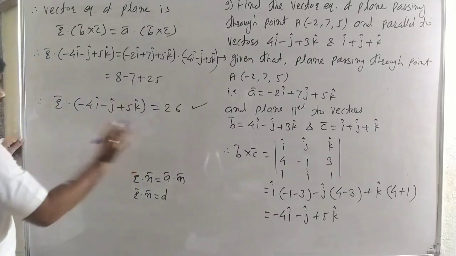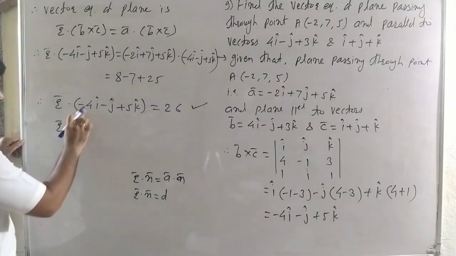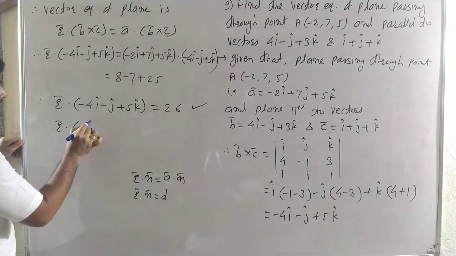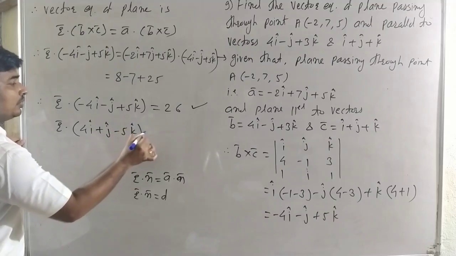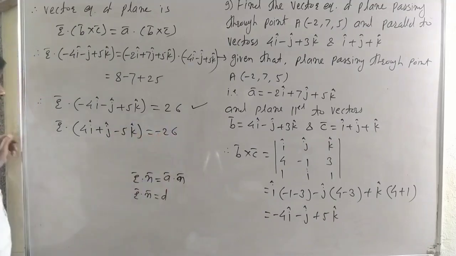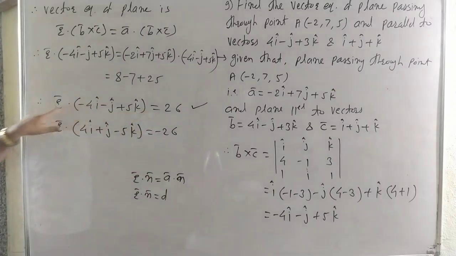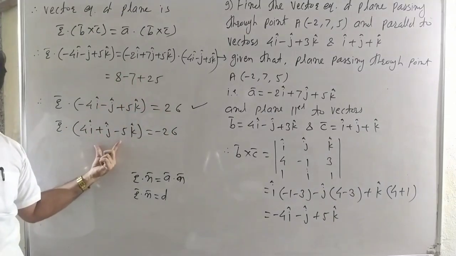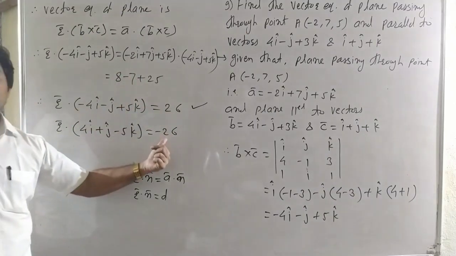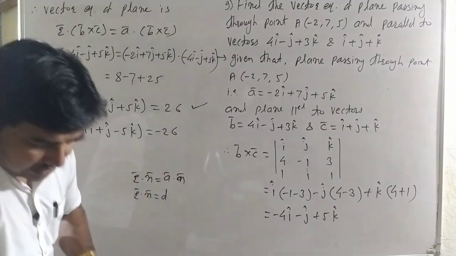Or we can also multiply by minus, therefore here it is 4 i cap plus j cap minus 5 k cap is equal to minus 26. Here you can write this or this. It is sufficient. R bar dot minus 4 i cap minus j cap plus 5 k cap is equal to 26, but you can also write in this form, r bar dot n bar is equal to d. Okay, now we see the next example.